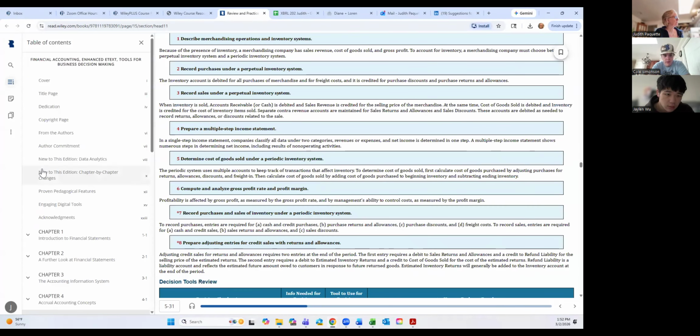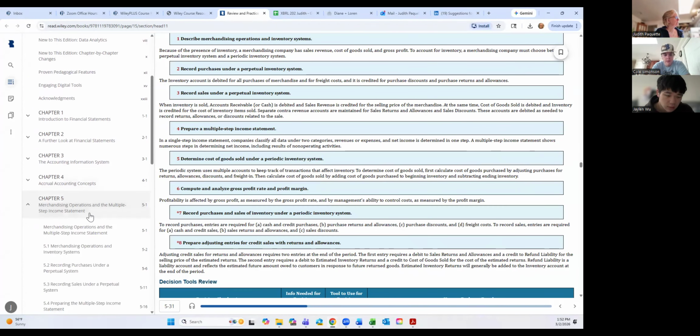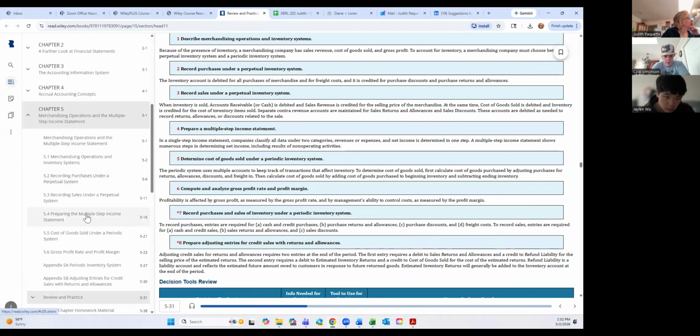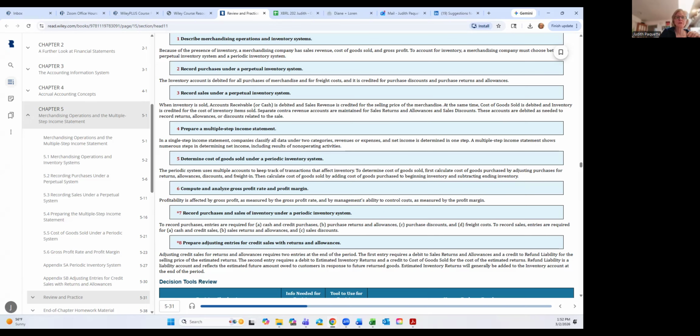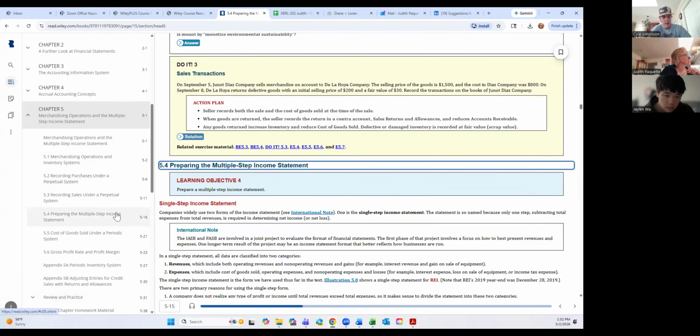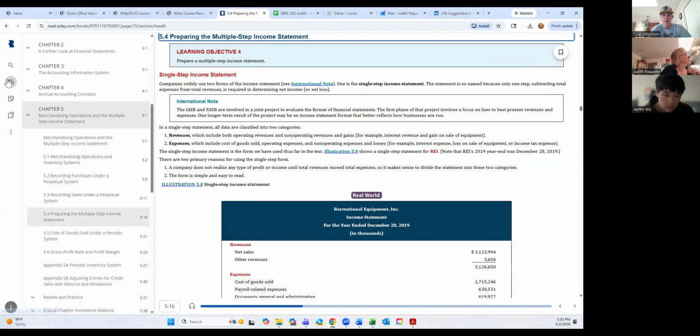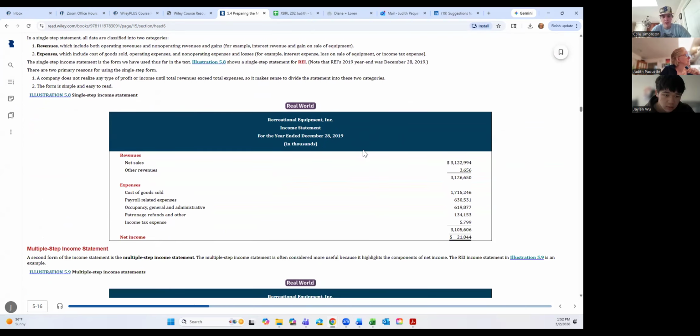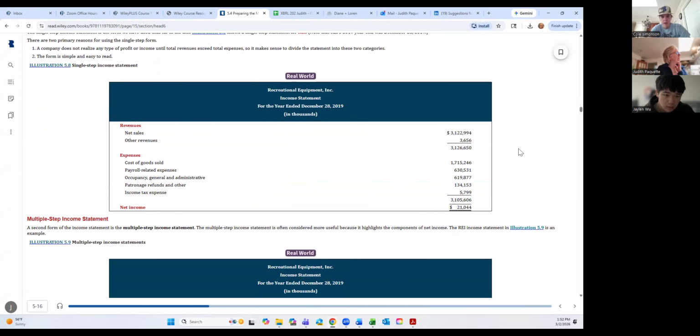And we're going to go to chapter 5. So I want to first look at the multi-step income statement for perpetual. That's the one that we do mostly. Yeah, because I tried to look it up. I get doing it for perpetual, and I think it said that the other one wants you to do the calculations on the sheet or something.